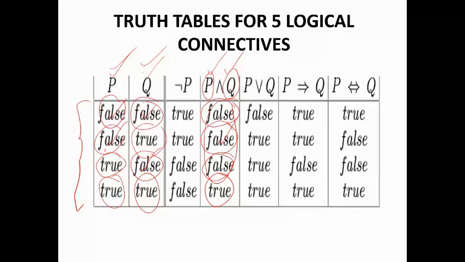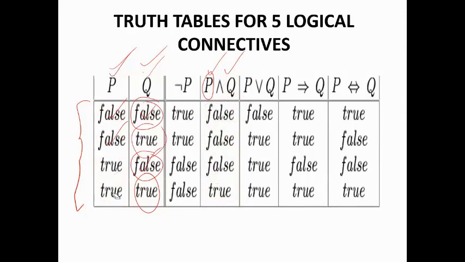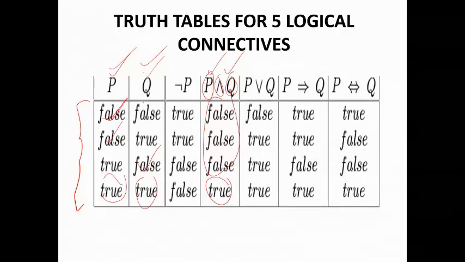So P and Q will work in such a way that if one of them is false, like this, or this, in this P and Q, then it will be false, like this, okay? Otherwise, if both of them are true, then it will be true, like this, okay? Just like Boolean algebra. So P and Q will be false whenever one of the sentences is false, simply.